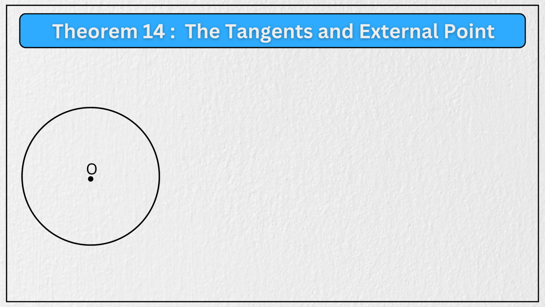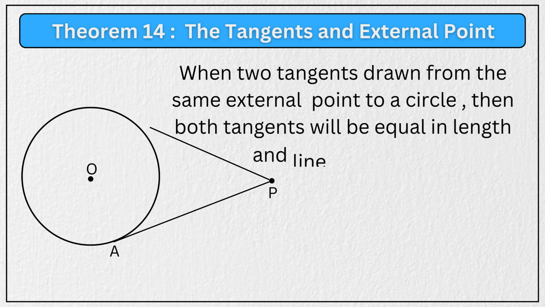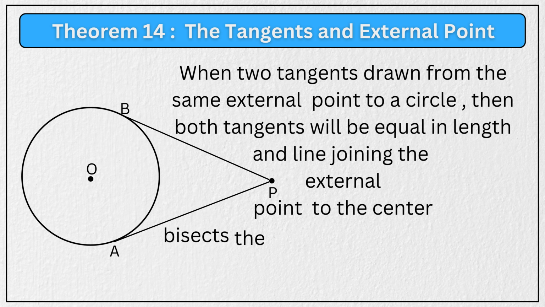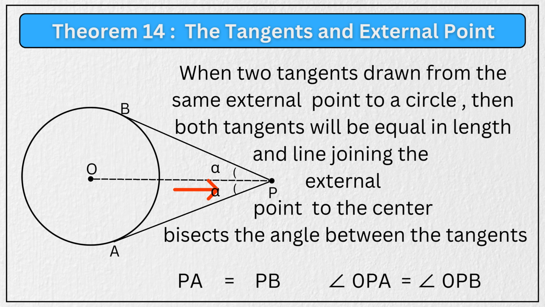14. The tangents and external point theorem. This theorem states that when 2 tangents are drawn from the same external point to a circle like this, then both tangents will be equal in length, and the line joining the external point to the center like this also bisects the angle between the tangents. For example here, tangent PA is equal to tangent PB, and angle OPA is equal to angle OPB.